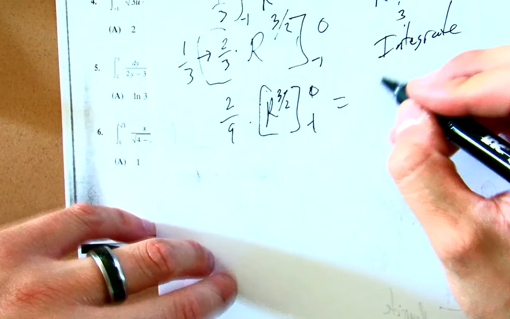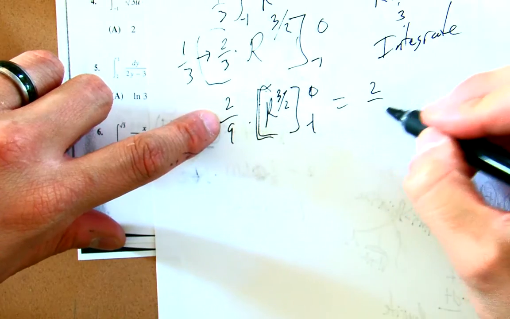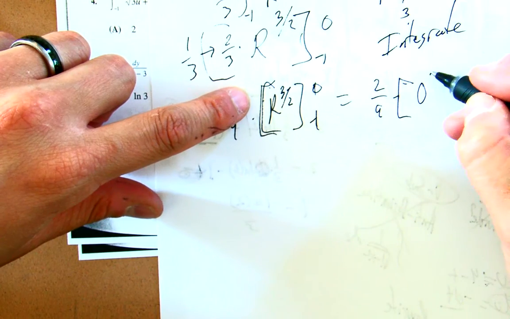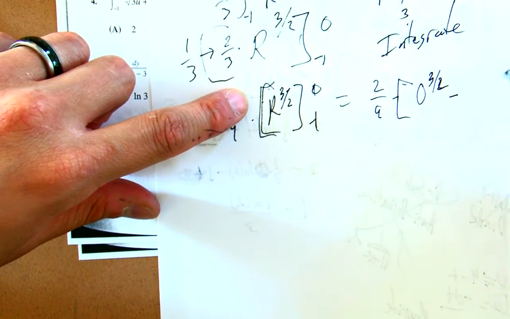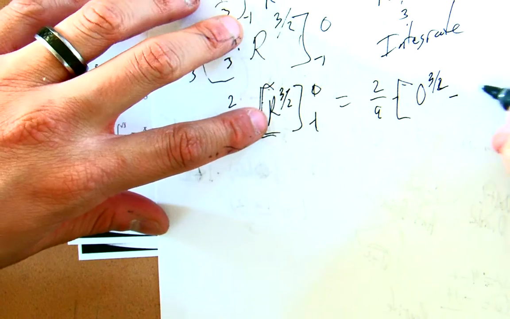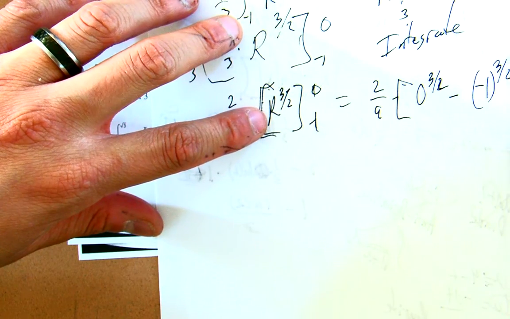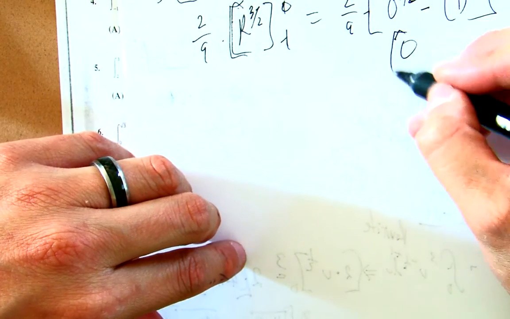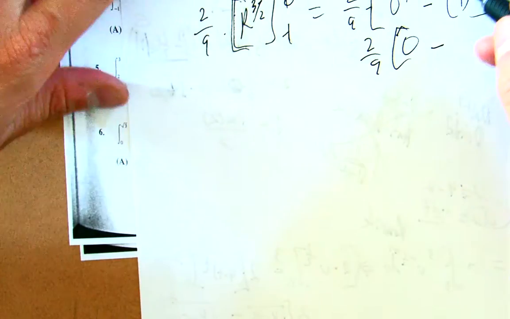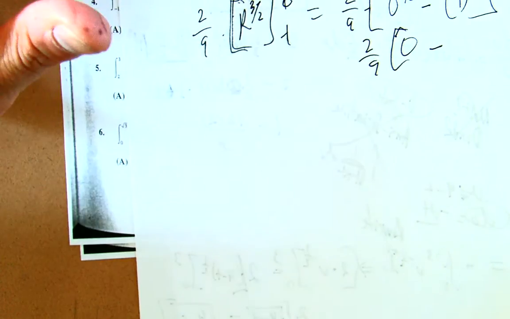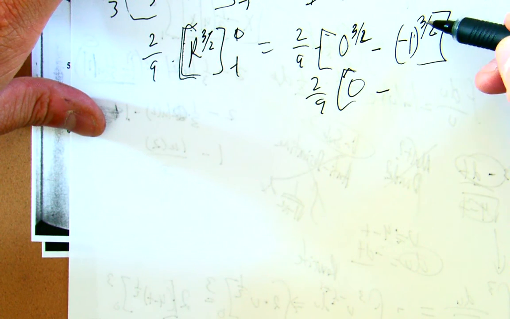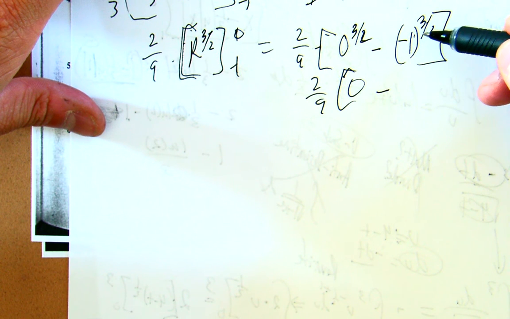So we get, and notice I put the 2/9 on the outside. It doesn't matter where you put it, really. And we're going to get 0 to the 3 over 2 minus -1 to the 3 over 2, okay? So now 0 to the anything is 0, who cares? 2/9 minus, so -1 cubed is clearly, wait a minute, I made a mistake here. I messed up, man. Hold on. Because -1 cubed is -1.